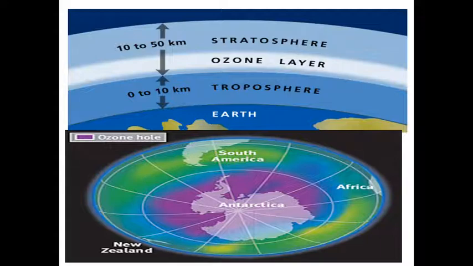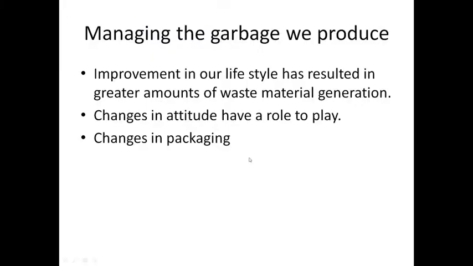Now this particular diagram, what does it show? There is an ozone hole. There is an ozone hole seen over Antarctica, and surrounding the Antarctica you can see this purplish color indicating the ozone hole.